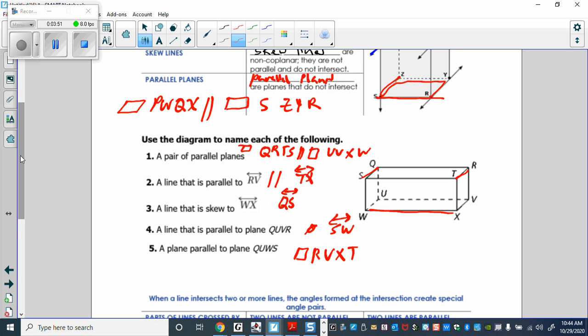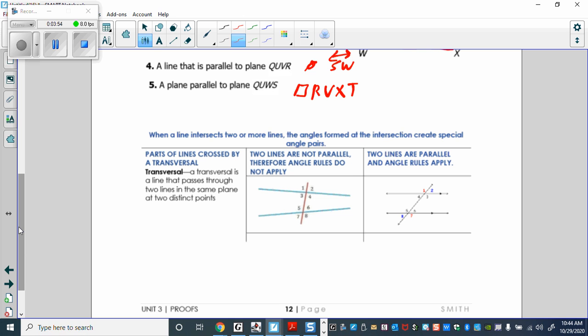Okay, so now we're going to go into types of angles formed by lines that are parallel. Firstly, when a line intersects two or more lines, the angles formed at the intersection create a special set of angle pairs: pairs of angles formed by lines crossed by a transversal. A transversal is a line that passes through two lines in the same plane at two distinct points. So this line here is a transversal. The difference is that these lines here are not parallel.